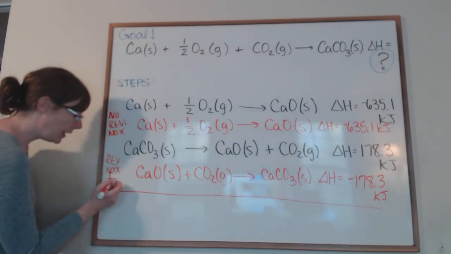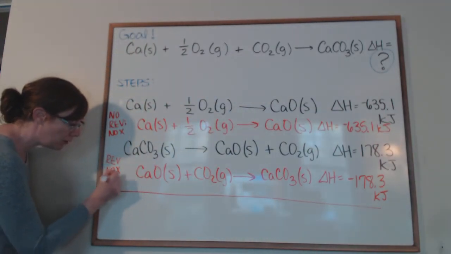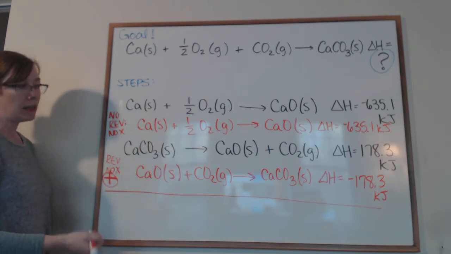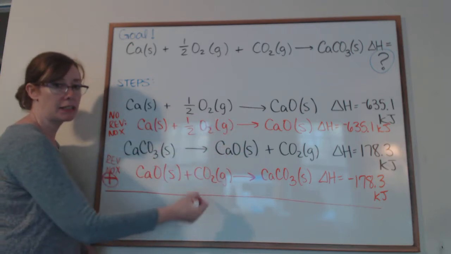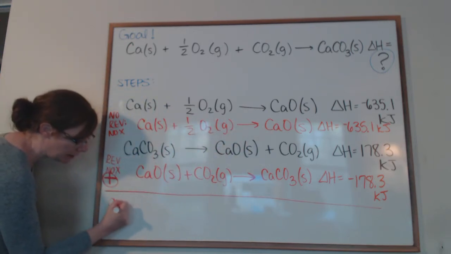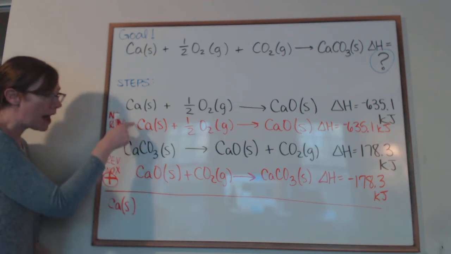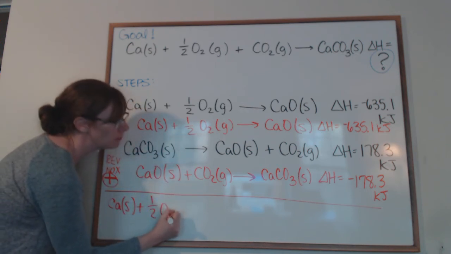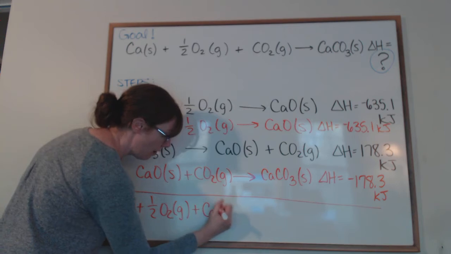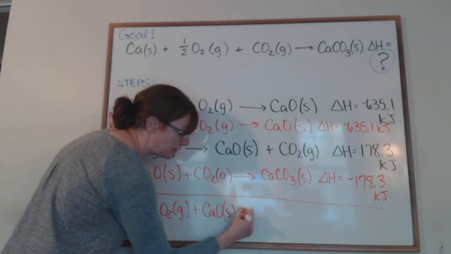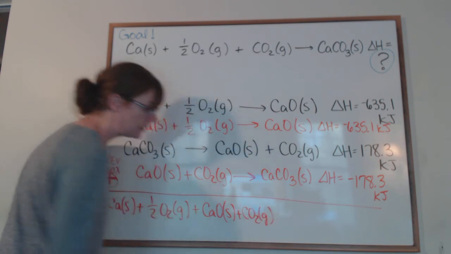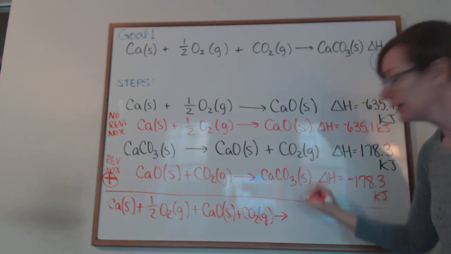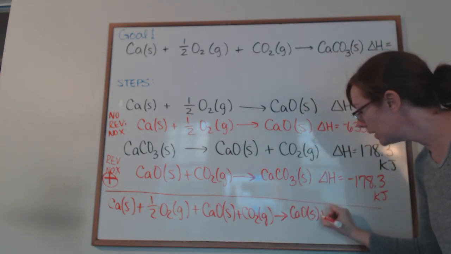Now we're at the point that we can add, this is a plus sign. Once you've manipulated both steps to where they need to be, you add the 2 steps together. Adding steps together is literally just collecting everybody that's a reactant from both of them. This is why it helps to use the other colored marker, the red marker, because I'm adding the manipulated steps. So CaS plus 1/2 O2 gas plus CaO, I'm just listing everybody that was a reactant from both steps, plus CO2 gas. Now I'm at the arrow. Now I list everybody that's a product: CaO solid plus CaCO3.